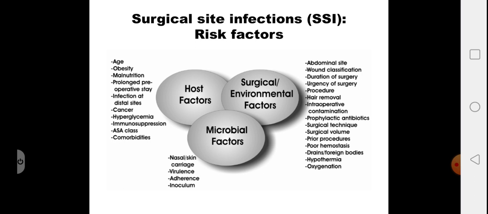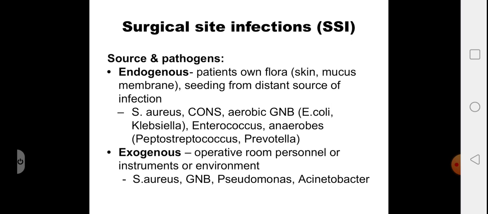Even inappropriate prophylactic antibiotics, or broad spectrum antibiotics given wherever not needed, will increase the risk of infection because they lead to emergence of resistant pathogens. Looking into the source and the pathogens, they can be endogenous or exogenous sources of infection. By now you know endogenous source is the patient's own flora, which is skin and the mucous membrane, or it can be seeding from a distant source of infection.